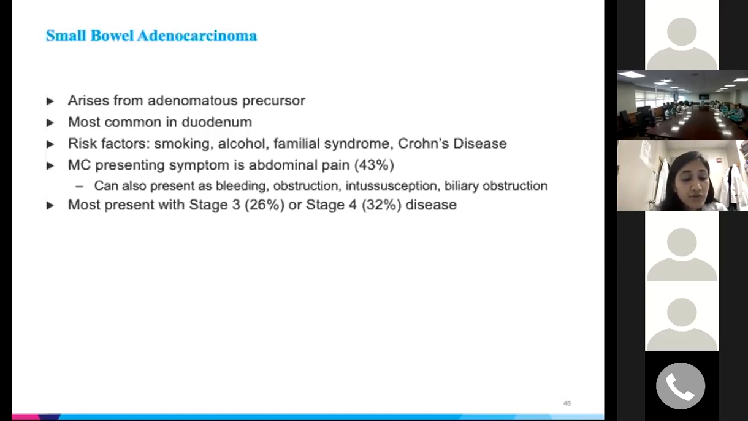When a Crohn's patient gets small bowel adenocarcinoma, 70% usually occurs in the terminal ileum as opposed to occurring in the duodenum. And the most common presenting symptom for small bowel adenocarcinoma is actually abdominal pain, very vague pain that isn't picked up until later stages of the disease.